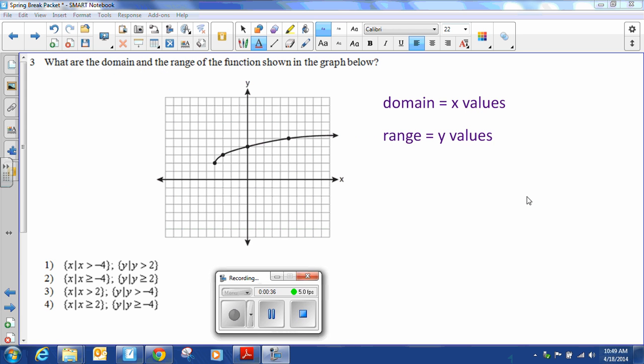Number three, you have to realize the vocabulary. Domain is x values and range is your y values. So remember that domain is on the horizontal axis and your range is on the vertical axis.